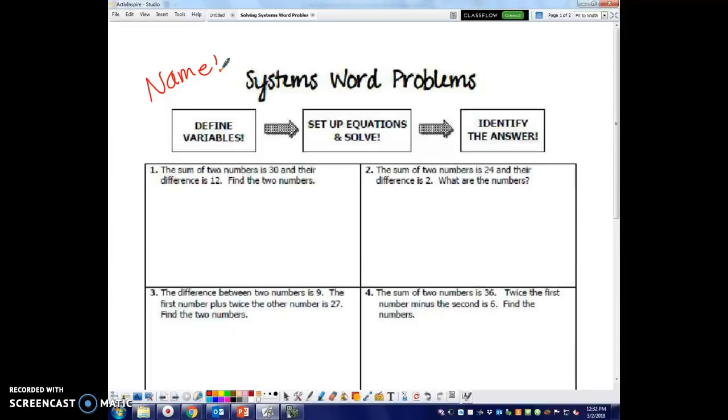Okay, so system word problems. First, we need to define the variables, set up the equations, and solve, and then identify the answer. Okay, so I'm going to do a few of these with you.